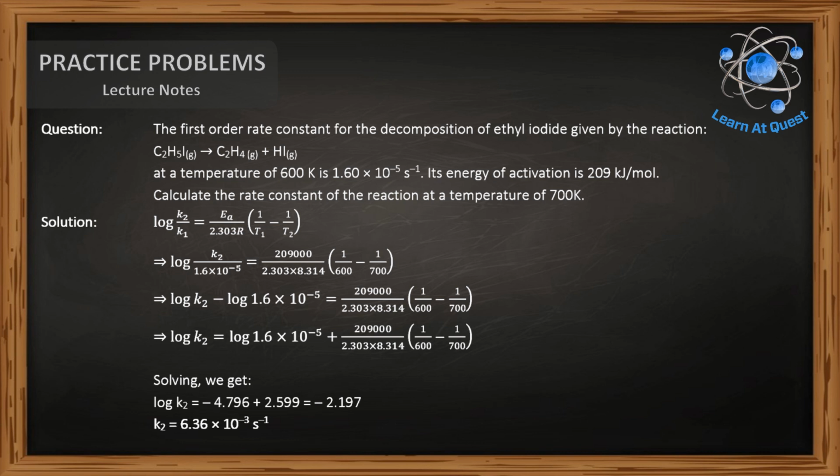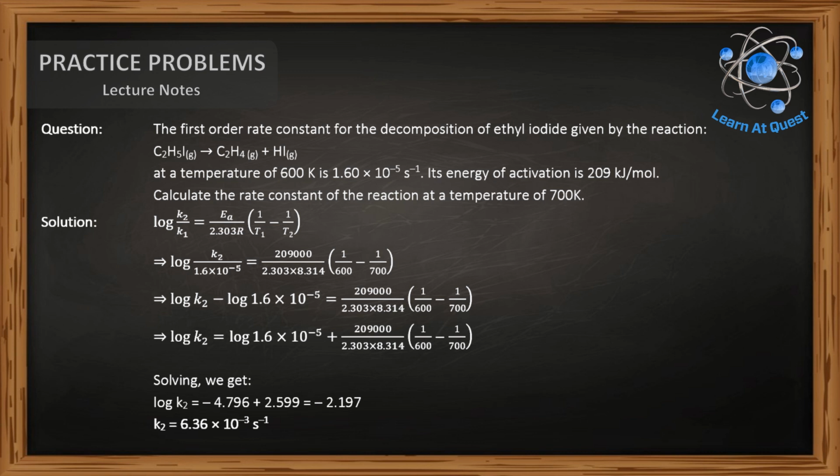Let us now substitute the known values. Here, the value of T1, which is the temperature, is 600 Kelvin. The value of K1, that is the value of rate constant at 600 Kelvin, will be 1.6 into 10 raised to minus 5. The value of T2 is 700 Kelvin. The value of EA, which is the activation energy, is equal to 209 kilojoules per mole. Converting to SI units, we can write this as 209,000 joules per mole. The value of R, which is the gas constant, is 8.314.